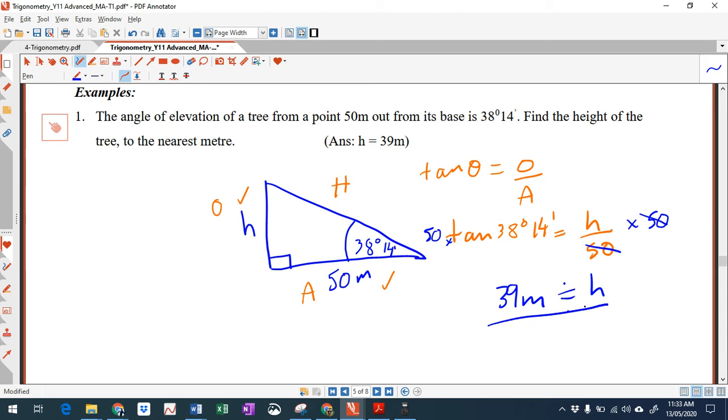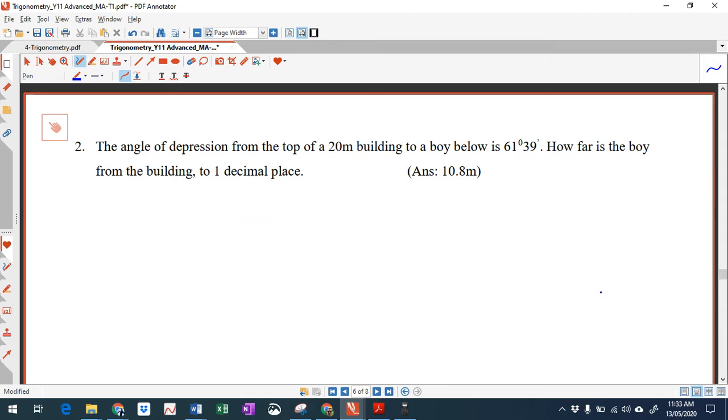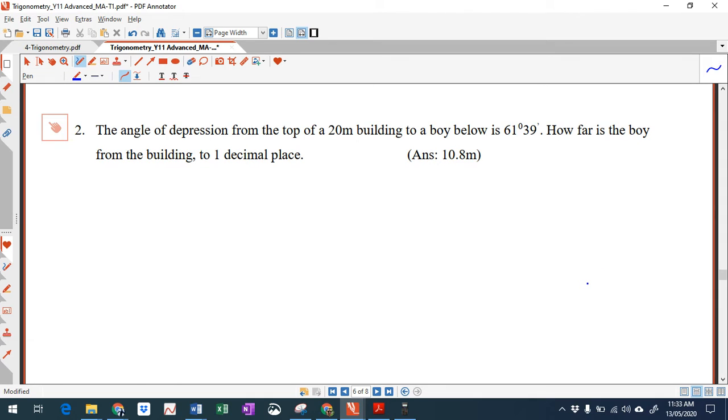Okay, so that's it. So we'll look at question 2 now. The angle of depression from the top of a 20 meter building. Okay, so let's draw a right angle triangle again. In all these diagrams, we need a right angle triangle. Okay, so the vertical height is 20 meters for the building.